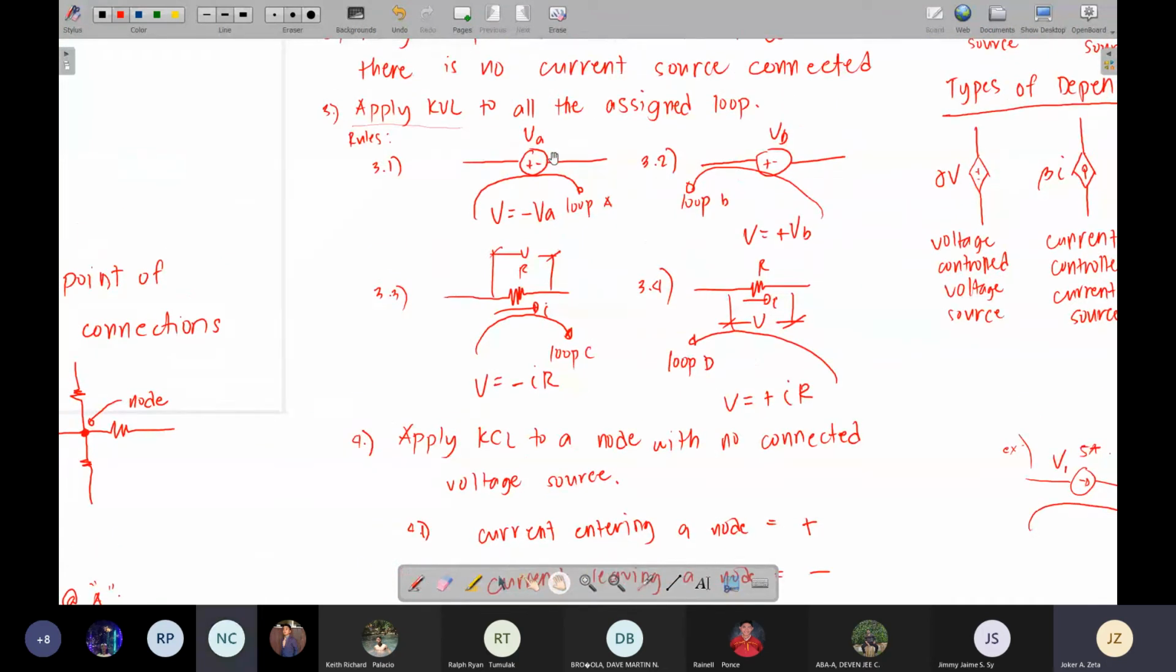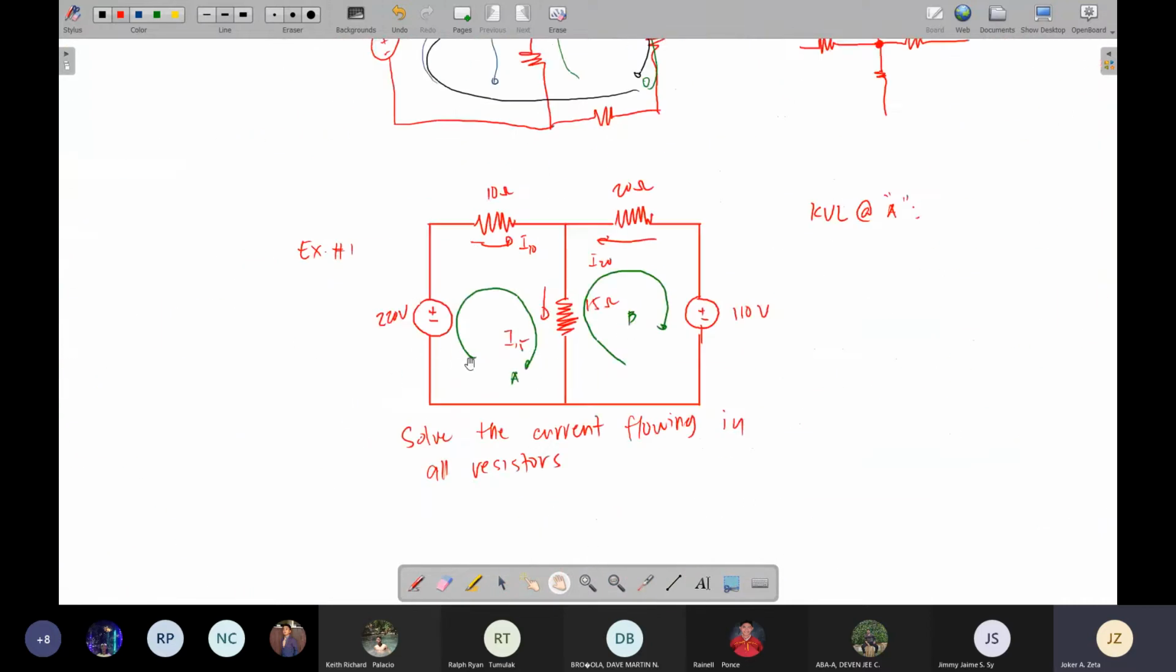So for a voltage source, the rule when you apply KVL is that you use the sign of the exit point. So for this one, the loop enters at the negative side and exits at the positive side. Therefore, for this voltage source you have 220. Okay? Then, is there another voltage source?